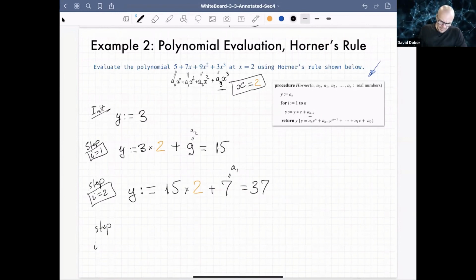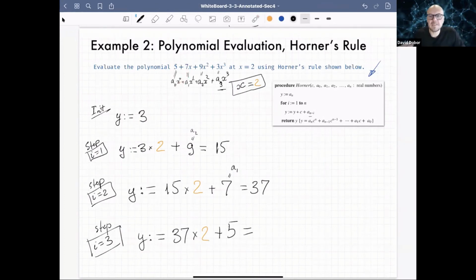I equals 3. So he updates y one more time. And he says that's 37 times 2 plus 5. And 37 times 2, that's 74, plus another 5, that's 79. So 79 is the answer.